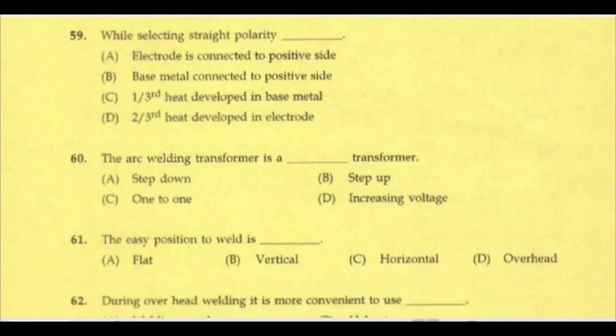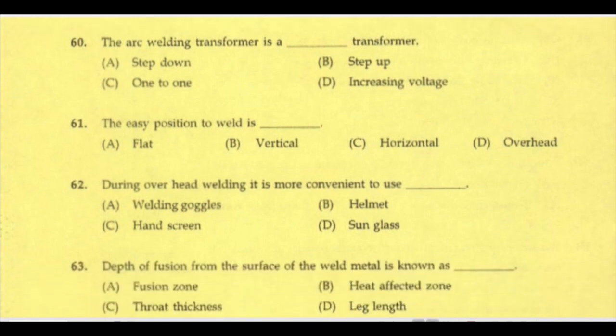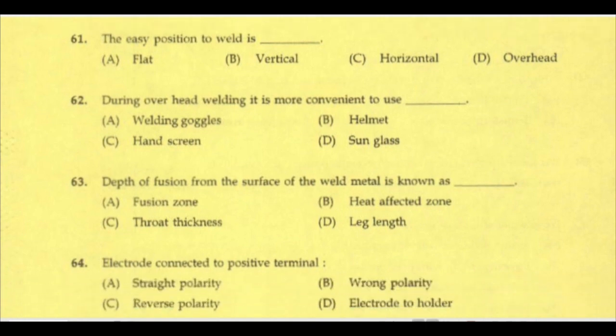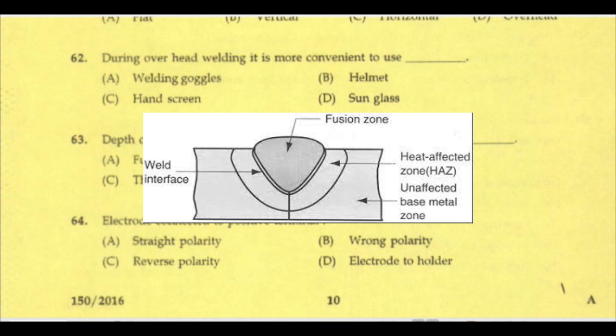The easy position to weld is flat position. During overhead welding, it is more convenient to use... For doing overhead welding, the welders should wear a helmet. Next, the depth of fusion from the surface of the weld metal is known as fusion zone.